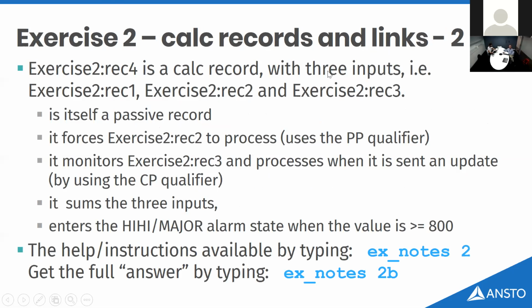And this is going to get the 3 inputs from the 3 other records. It itself is going to be passive. It's going to force record 2 to process when it gets its input by using the PP qualifier. It monitors record 3 and processes when it gets sent an update. And to do that, we're going to use the CP qualifier. The calculation is just going to sum all 3 inputs, and it's going to enter the high major alarm state when the sum is greater than 800.